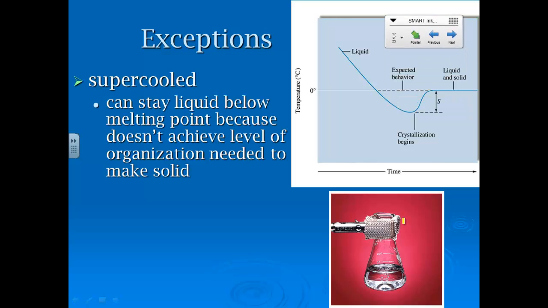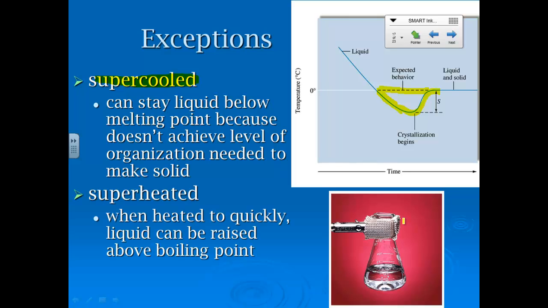There are some exceptions, as always. You can have things that we refer to as being supercooled. This is a situation where a substance can stay a liquid below the melting point because it doesn't achieve the level of organization needed to make a solid yet. This is when you cool something really fast, and we're actually going to use some of this next semester. So it supercools. This is where we would expect it to level off, but it goes down faster until it can start to crystallize, and then it will actually come back up. It's really just an exception to temperature changes.